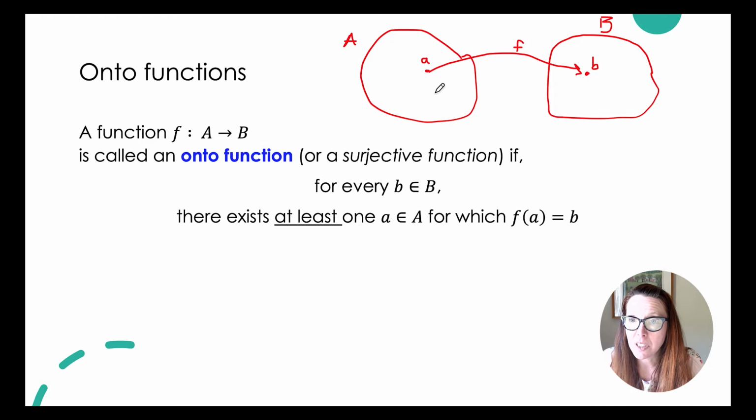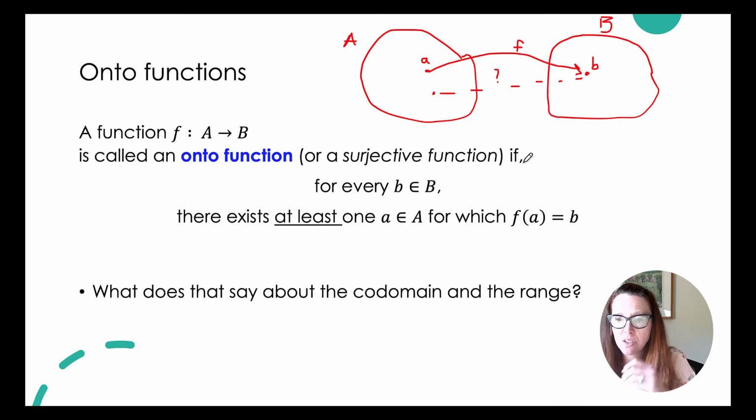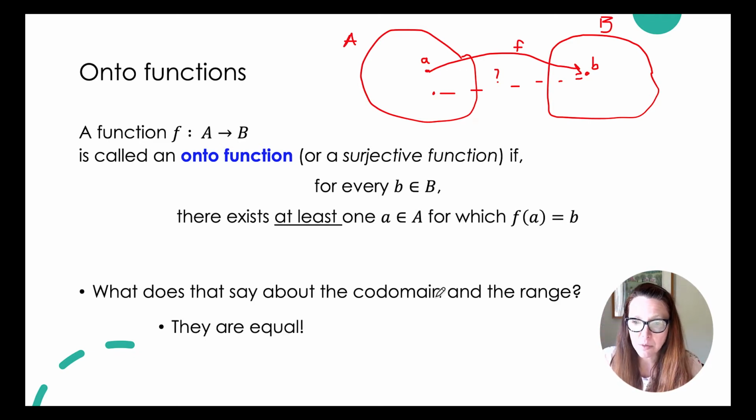There could be more than one. There could be another, but there has to be one. So we don't know about others, but there has to be one. Okay, but what does that say about the codomain and the range? It means that every element in the codomain is going to be reached. There's at least one element from the set A that's going to reach the element in B. And so the codomain and the range are equal. And that's important.